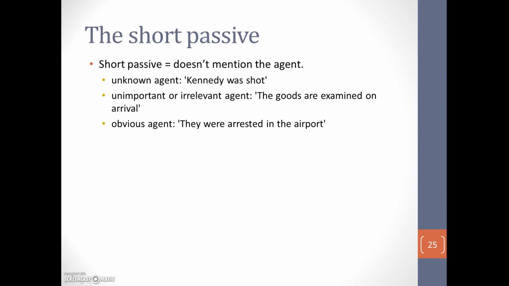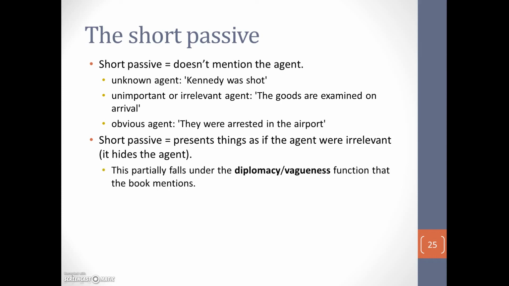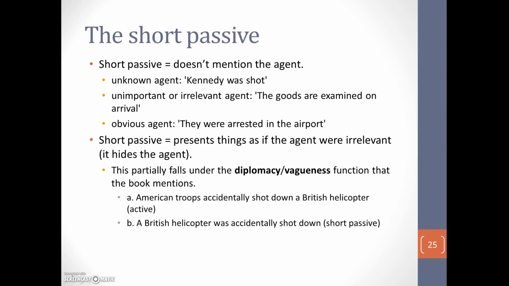However, even if the agent is indeed important or relevant, you can also use the short passive to present things as if the agent were irrelevant, or even to actually hide the agent, right? So if you use it in this way, this partially falls under the diplomacy or vagueness function that's also mentioned in your book. So in A, here we have an active sentence.